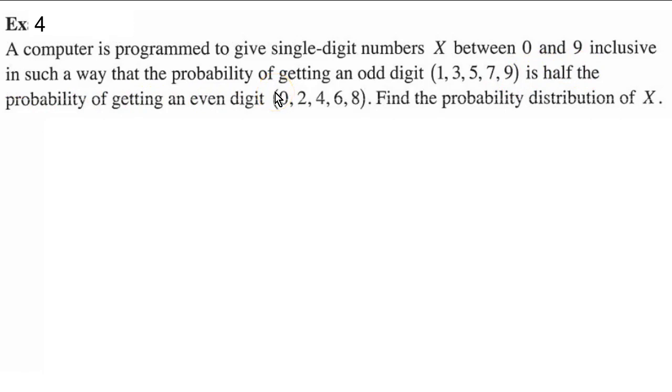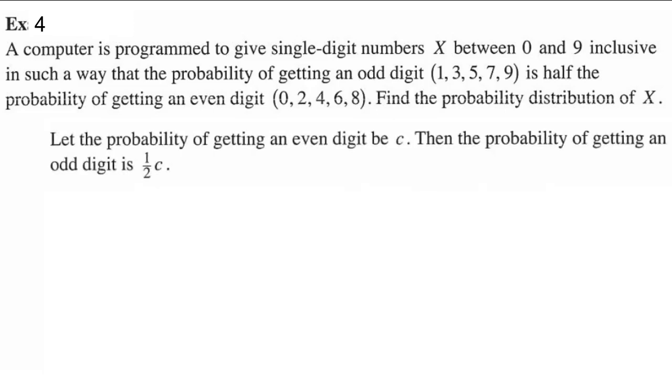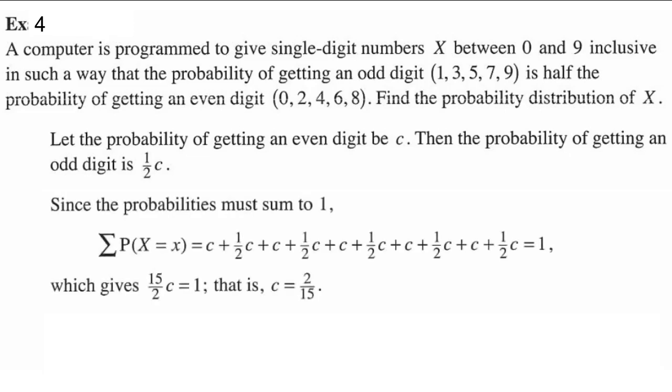So now, how can we use that information to figure out the probability? Well, start by trying this. Let the probability of getting an even digit be C. And if that's true, well, then we must know that getting an odd digit must be 1/2 C. So, what happens when you add up all these probabilities? If you add them all up, you should get a 1.